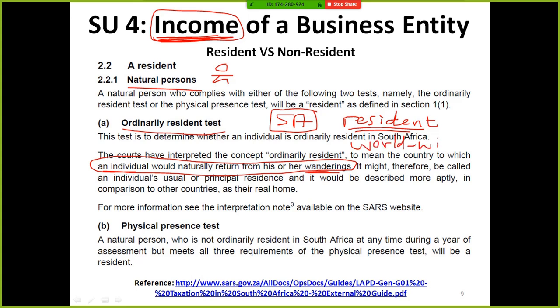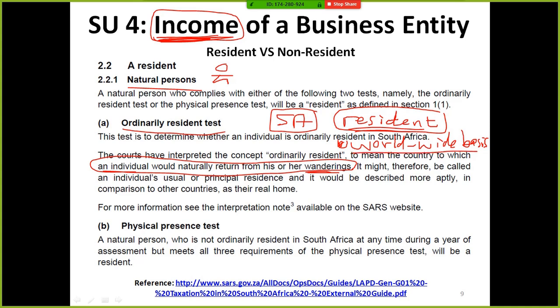Okay, so how are residents taxed? On a worldwide basis. Right. Irrespective of where you received the income, it doesn't matter where. It could have been anywhere.